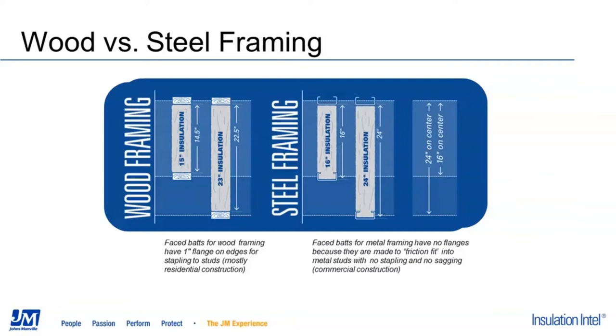When you move over to the commercial segment, you're going to have 16-inch face, which is kind of how they measure that for the steel studs. So you'll actually put a 16-inch bat in there. And then for the ceiling applications, 24, you use a 24-inch bat. So those are the main differentials between residential and commercial.